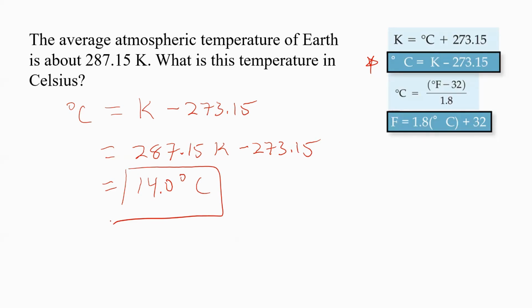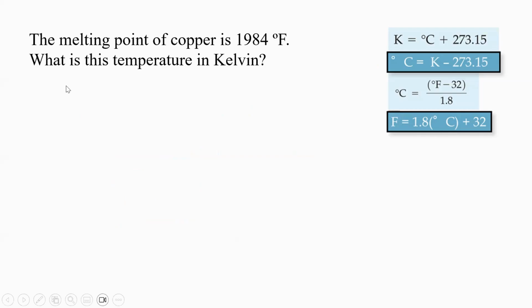Now that I have taught you how to go from Fahrenheit to Celsius and Celsius to Kelvin, let's put it all together. So let's say I told you that the melting point of copper is 1,984 degrees Fahrenheit. What is this temperature in Kelvin? Again, if you take a look at these equations, there's no direct equation that will take us from Fahrenheit to Kelvin. So this is going to be a two-step conversion. So we first have to convert our temperature from Fahrenheit to Celsius using this equation right here, and then we would have to convert our temperature from Celsius to Kelvin using this equation right here.